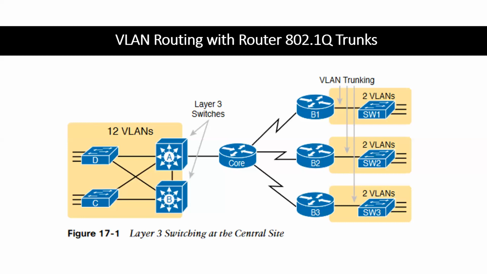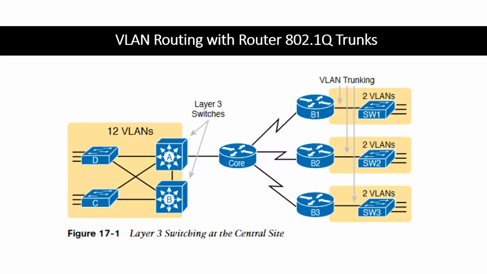Now, what's the other way we can configure VLAN routing with 802.1Q trunks? We can use a router, a layer 3 device, with a VLAN trunk connecting to a switch. This is known as router on a stick, and that's what we'll be talking about today. I'll show you an example and we'll hop in the lab.